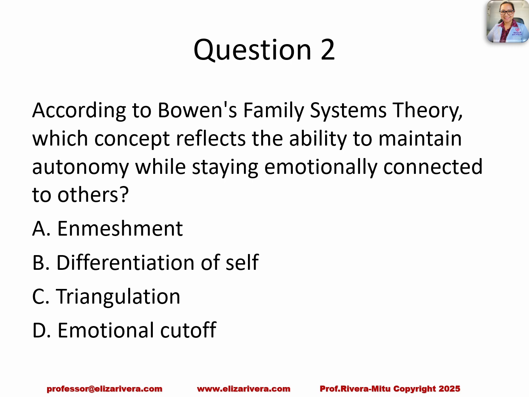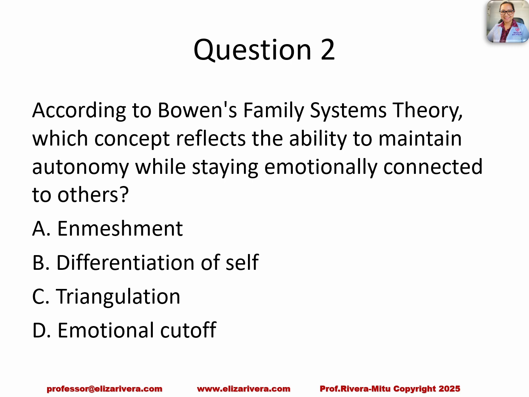Question 2. According to Bowen's family systems theory, which concept reflects the ability to maintain autonomy while staying emotionally connected to others? A. Enmeshment. B. Differentiation of self. C. Triangulation. Or D. Emotional cutoff. Feel free to pause if you need more time. And the answer is B.